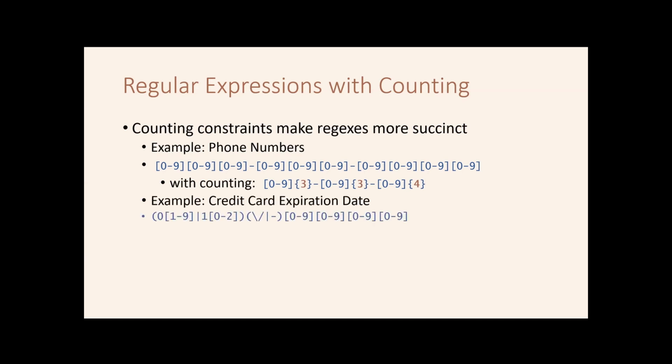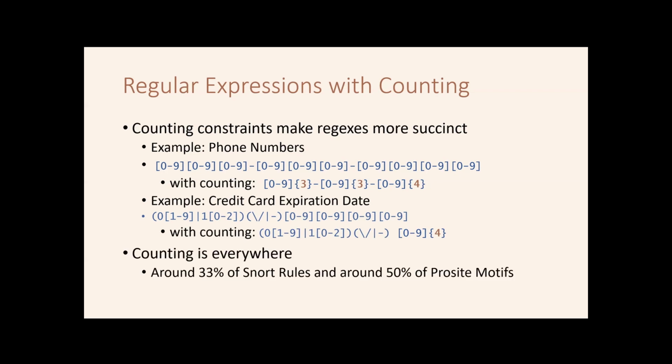Another example is the credit card expiration date. So instead of having this regular expression repeated 4 times at the end, we could use curly braces 4 to denote that we are looking for a 4-digit number. And these expressions are ubiquitous. Around 33% of Snort, which is the network intrusion detection software, have counting in their expressions. And over 50% of ProSite motifs use counting.